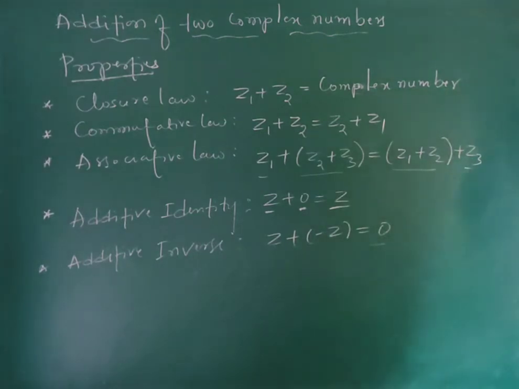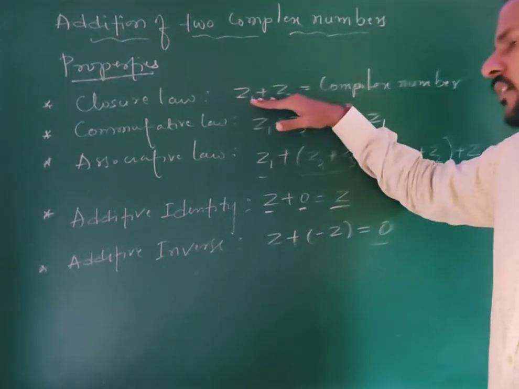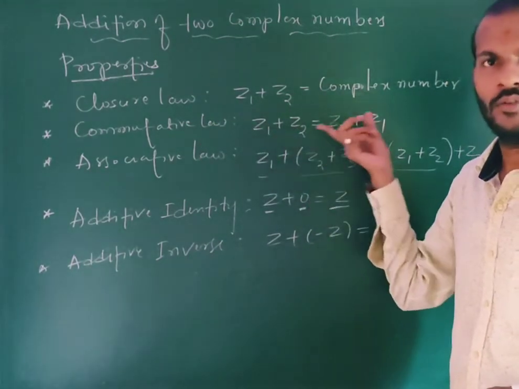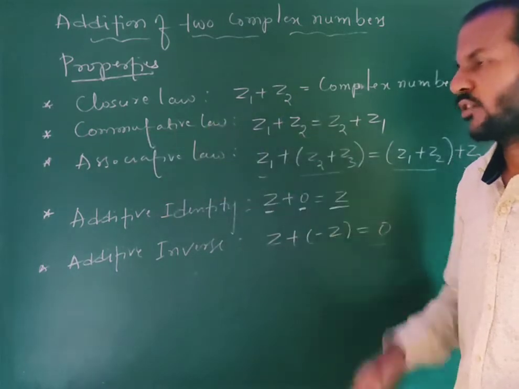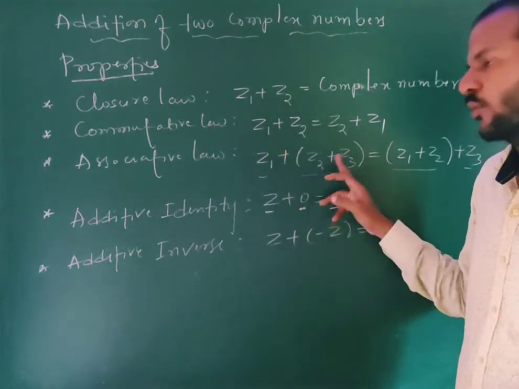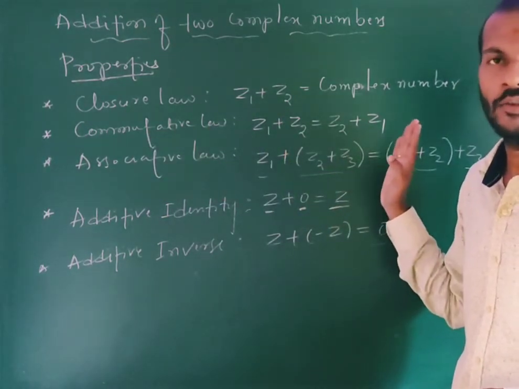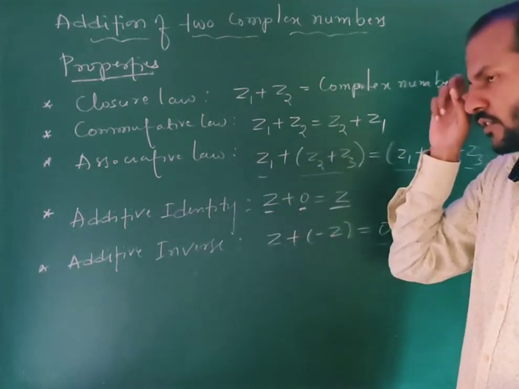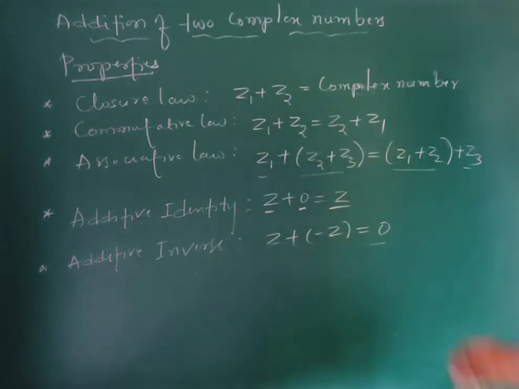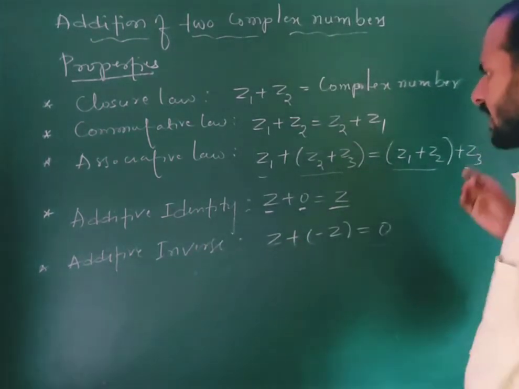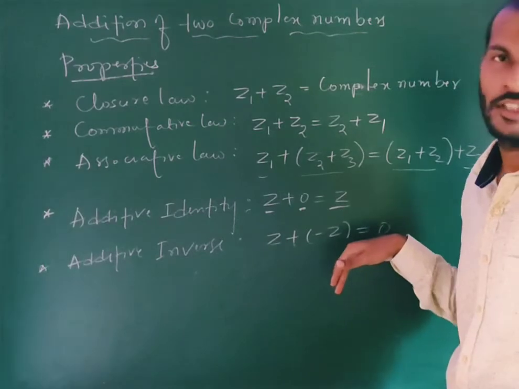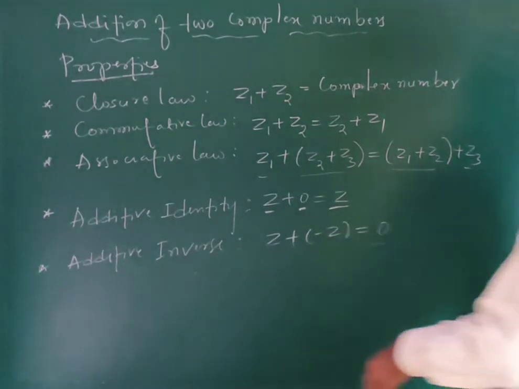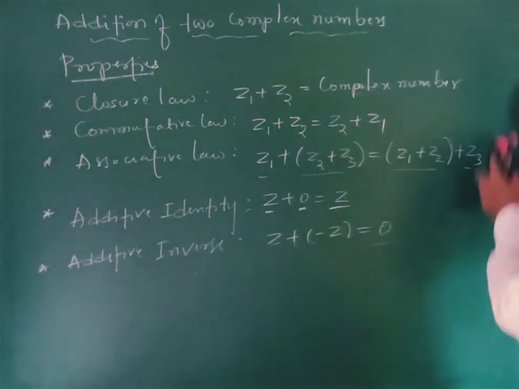I will repeat once again. Closure property: the sum of two complex numbers is again a complex number. Commutative: z1 plus z2 equals z2 plus z1. Third is associative: z1 plus (z2 plus z3) equals (z1 plus z2) plus z3. Next, additive identity: z plus 0 equals z, and additive inverse, finally, z plus minus z equals 0. Next we will move to the difference of two complex numbers.